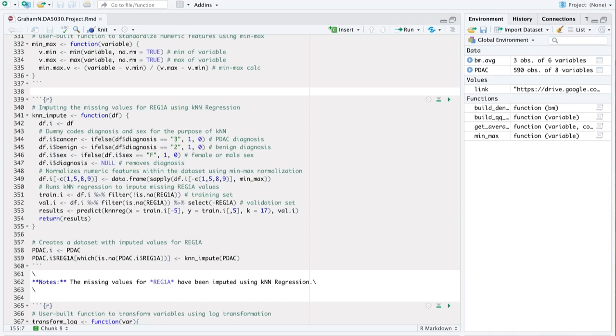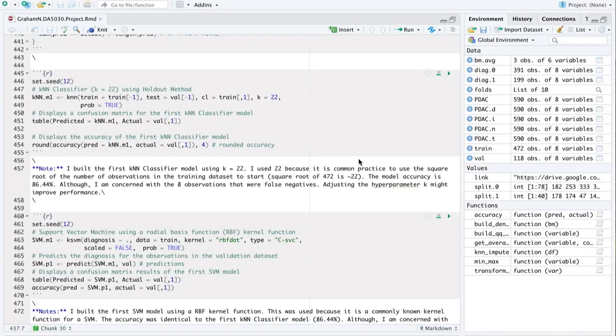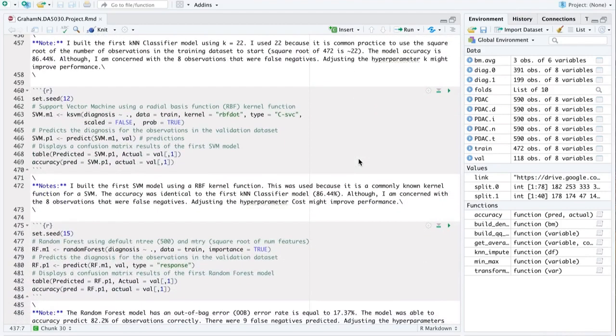Because all of the biomarkers were skewed to the right, I also had to transform them using log base 10. I then built three models: a KNN classifier, a support vector machine, and a random forest.